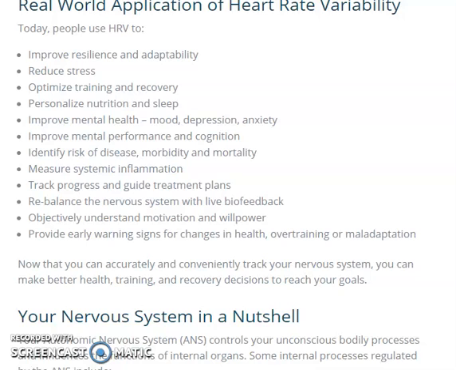And a measurement of inflammation. So it's well known that when we have low heart rate variability, we have high inflammation. It can also be used to track progress on and guide treatment plans. So this is really fascinating.